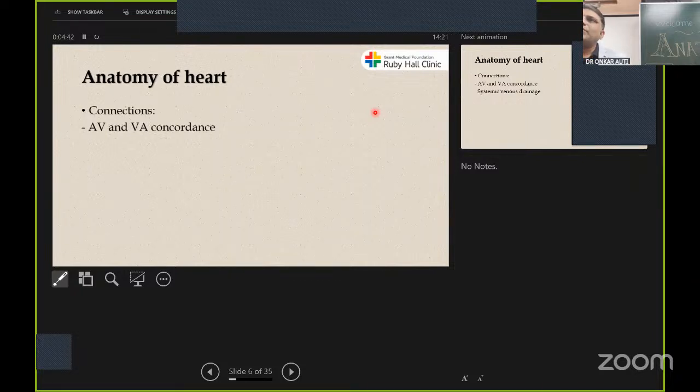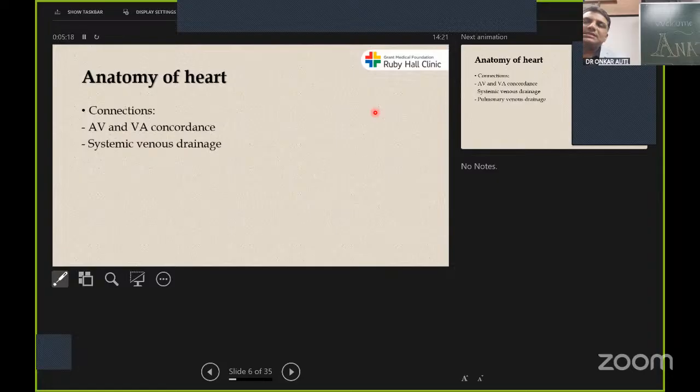Atrioventricular concordance: when your right atrium is connected to the right ventricle, that is a good concordance, right? If that doesn't happen, then that's a discordant anatomy. So when your right atrium is connected to the right ventricle and the left atrium is connected to the left ventricle, it is AV concordance. Similarly, when your MPA arises from the right ventricle and aorta arises from the left ventricle, that is VA, ventriculo-arterial concordance. Clear? So we are just seeing the connections over here.